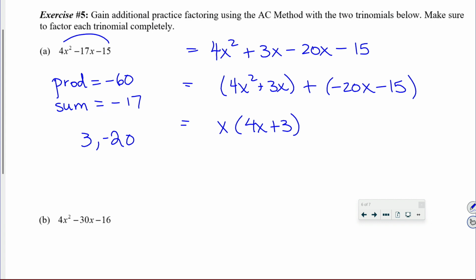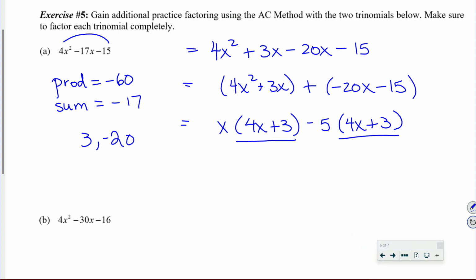In the second parentheses, you've seen this time and time again, I'm going to factor out a negative 5, which leaves me with 4x plus 3 again. I need to have these two be the same or I'm out of luck, but they are the same. So I get 4x plus 3 times x minus 5.